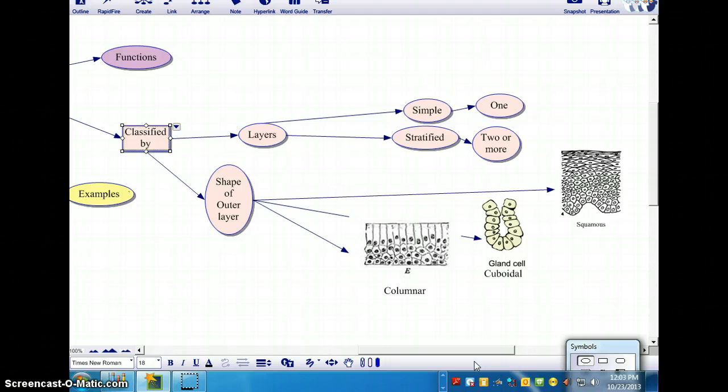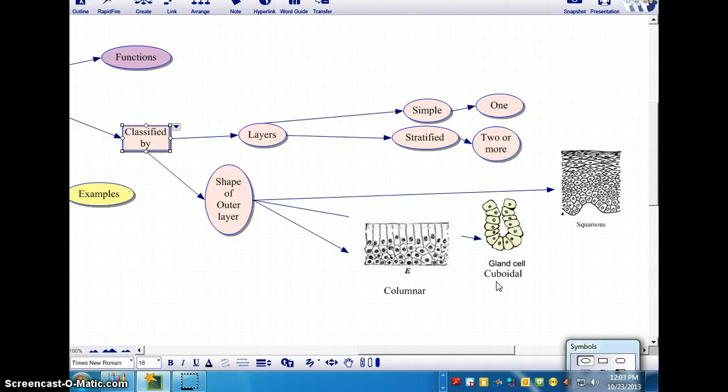The other characteristic that we use is the shape of the outer layer. We have three basic shapes. Columnar means that it's shaped kind of like a shoebox tipped on its end. So if I look here, again, it looks like a little shoebox or a rectangle. Cuboidal cells look like sugar cubes or dice, so they're square.